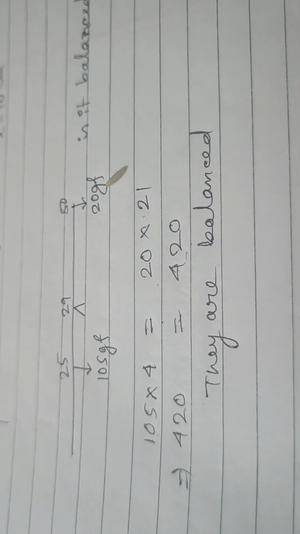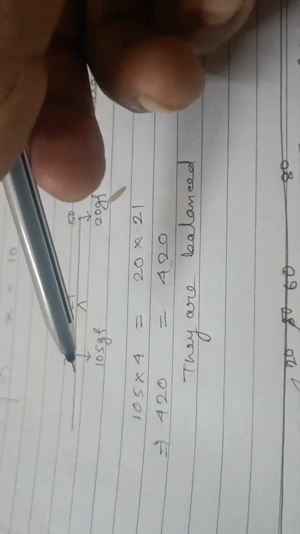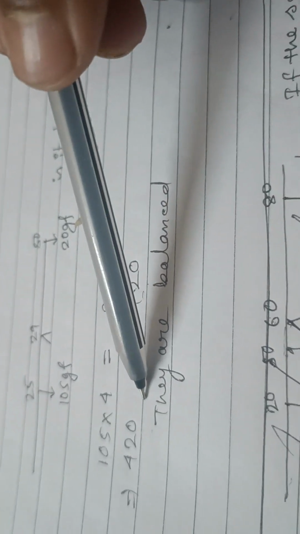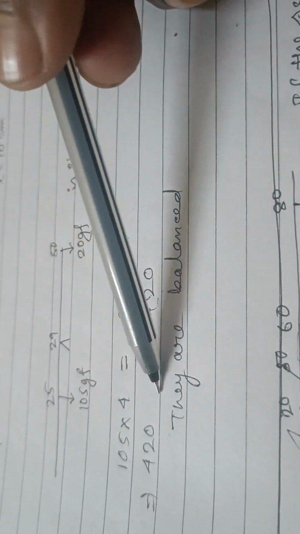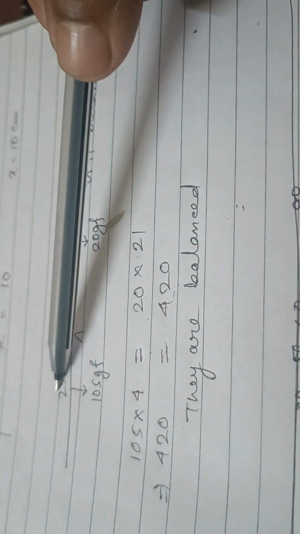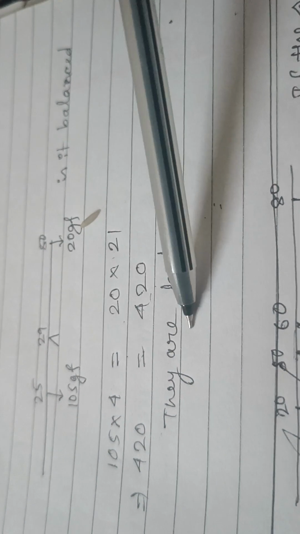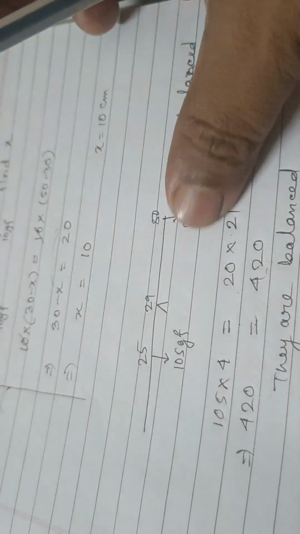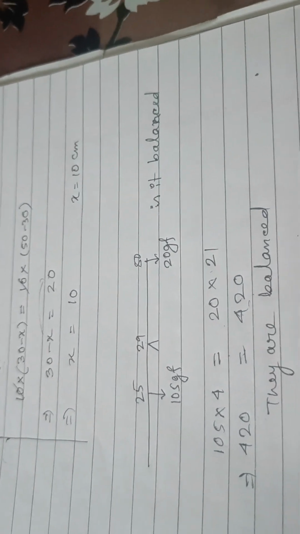In case, in place of 420, we are getting 320, that means 100 is less over here, and that system will not be balanced. We need to add some amount of force over this side to make it balanced. Whichever side is greater, that side will go down. Okay, now we will be going for the next one.